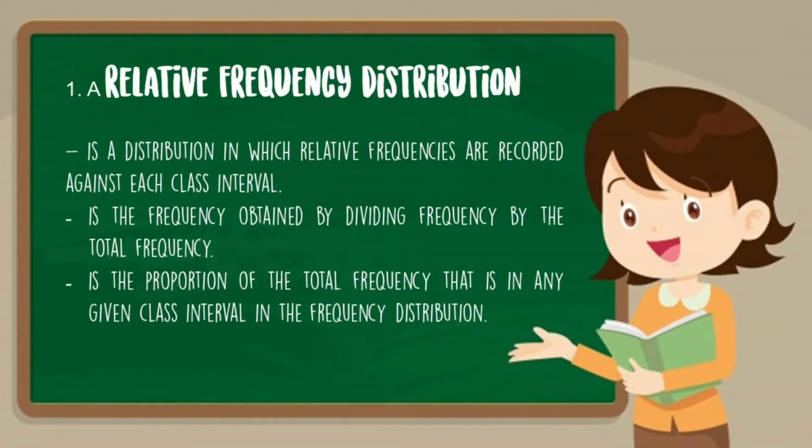Okay, let us start with the relative frequency distribution. When we say relative frequency distribution, a relative frequency distribution is a distribution in which relative frequencies are recorded against each class interval. It is the frequency obtained by dividing frequency by the total frequency. It is the proportion of the total frequency that is in any given class interval in the frequency distribution.